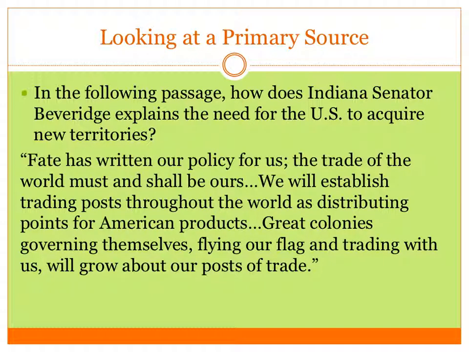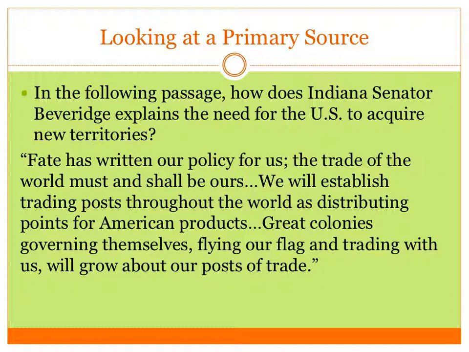Please remember, imperialism is a larger country taking over a smaller country, and causes of imperialism included wanting more military strength by increasing the size of the military, creating global competition, desire for new markets, desire for raw materials, and also that cultural superiority piece. So let's look at one Indiana senator's reason for imperialism. In the following passage, how does Indiana Senator Beveridge explain the need for the U.S. to acquire, which means to take or get, new territory?